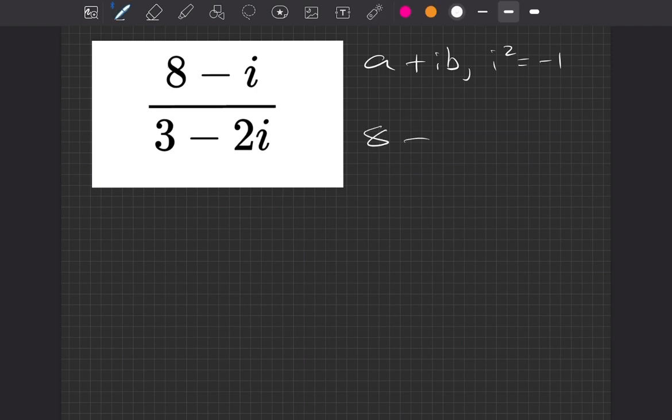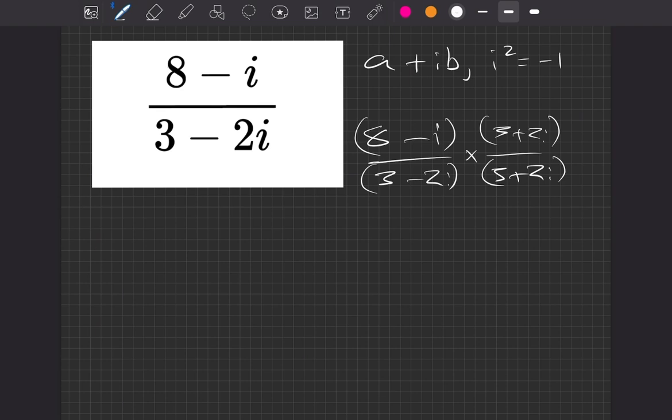We're going to have 8 minus i over 3 minus 2i, multiplied top and bottom by 3 plus 2i. Beautiful. So let's expand this out. We can always think of fractions as having brackets around the top and the bottom. And we'll use the FOIL method then to expand each of these.